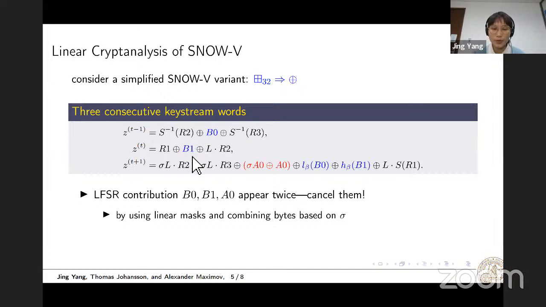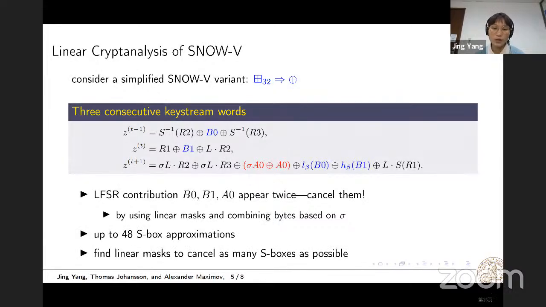So B0, B1, and A0 are from the abstract contribution, and we found that they all appear twice. So it's possible to cancel them out. So we have introduced some linear masks and combine the bytes based on the permutation sigma. So with that, we can cancel the abstract contribution. Then we found a linear approximation, and this approximation can have 48 S-box approximations.